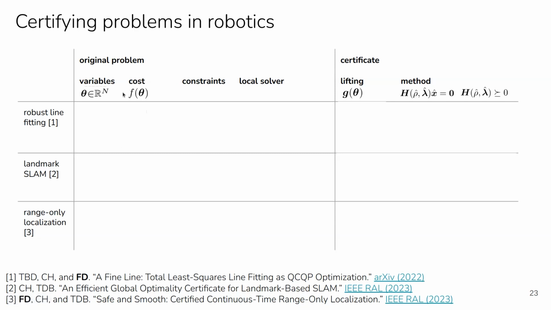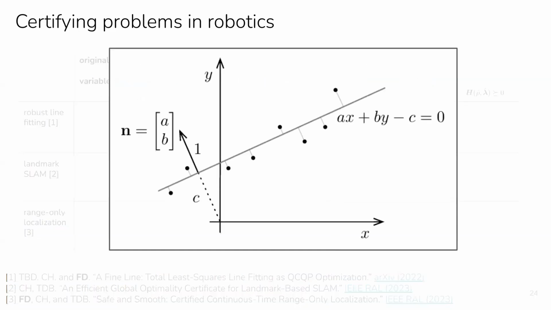And we can always describe the problems by what was the original problem that we were trying to solve in terms of variables and cost. Were there constraints in the original problem, and what local solver can you use to solve it? And then look at how the certificate works. So the robust line fitting paper, this is an arXiv paper that has mostly pedagogical value. It's a tutorial-style paper to understand, in particular, redundant constraints.